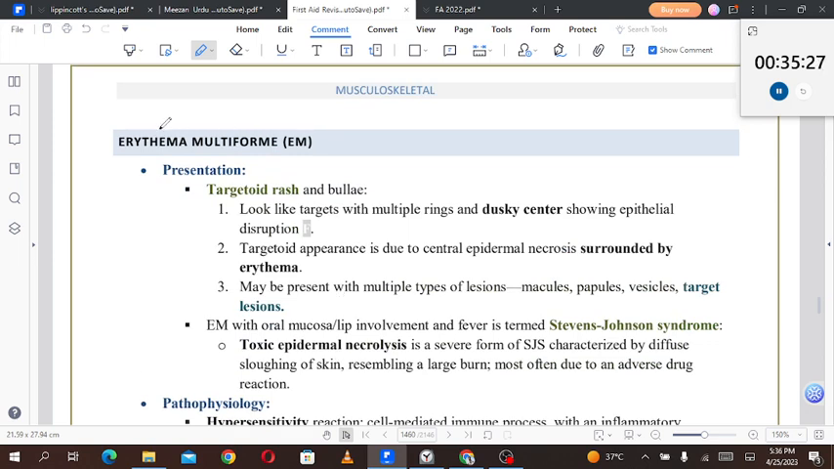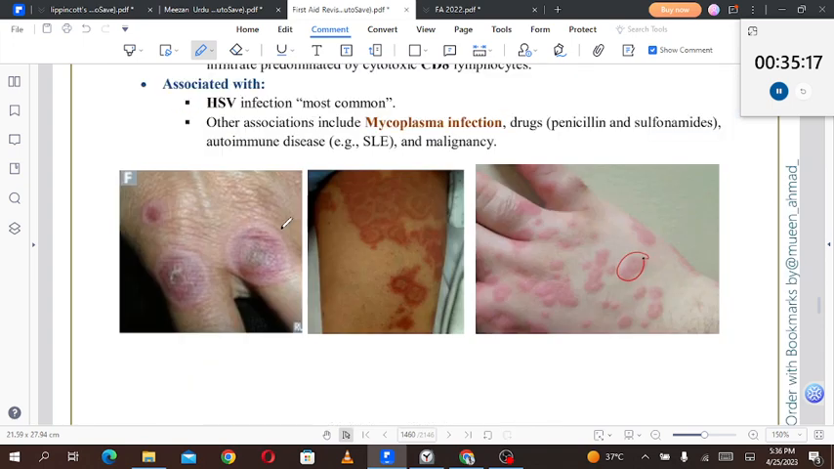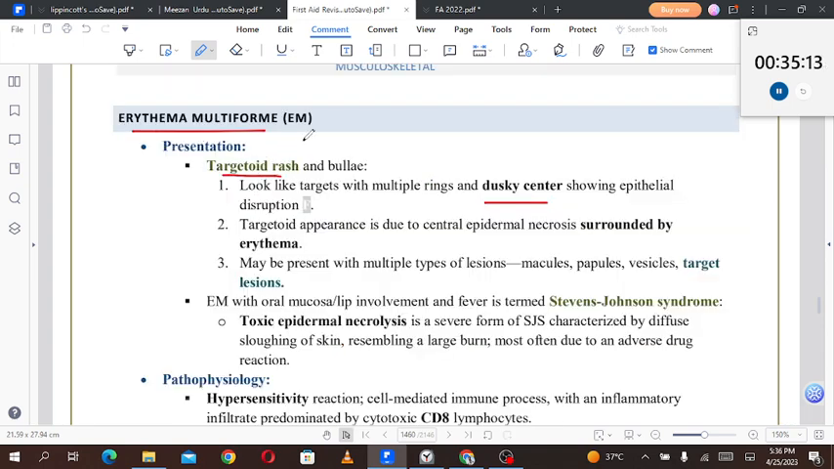Then we have erythema multiforme (EM). Presentation: targetoid rash and bullae. So there is targetoid rash and bullae. Looks like a target with multiple rings and a dusky center, showing the epithelial disruption. If you can see this in the picture, this is the picture of erythema multiforme.